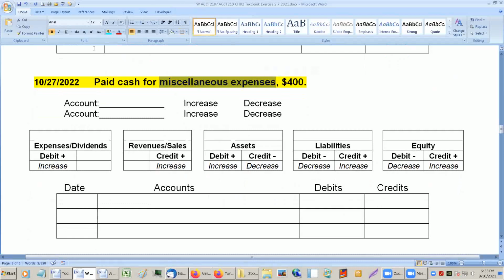Miscellaneous expenses. Expenses are always debits. Yeah, we can make the journal entry right now. So we're saying expenses 400. And we paid cash. So cash must be the credit.